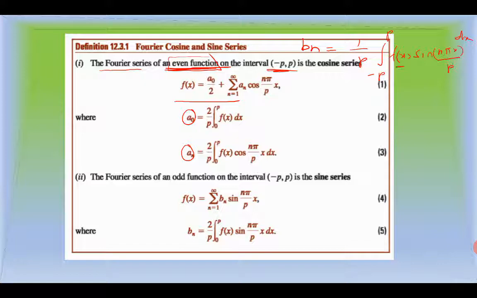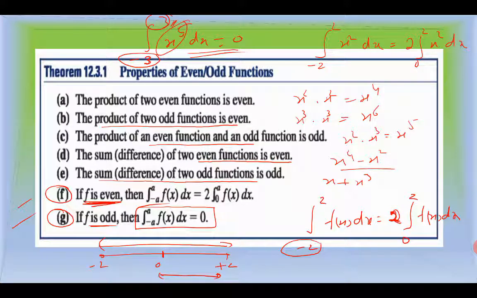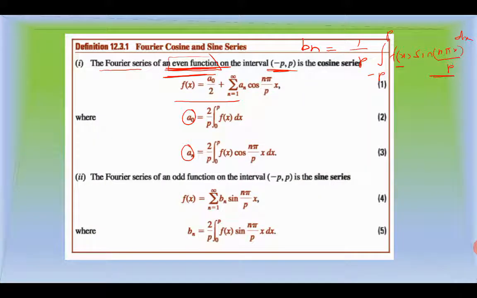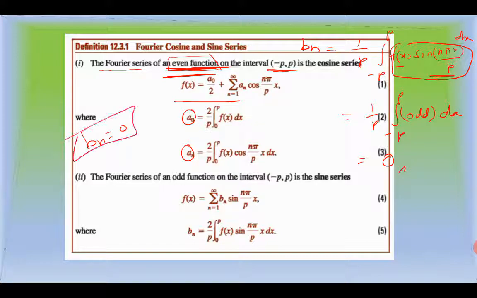f of x is even, given here. Sine is odd, and we know the product of an odd and an even function is an odd function. So the product of f of x and the sine will be odd. So when you integrate an odd function from negative p to p, the answer is 0. Therefore bn will be 0 for even functions.